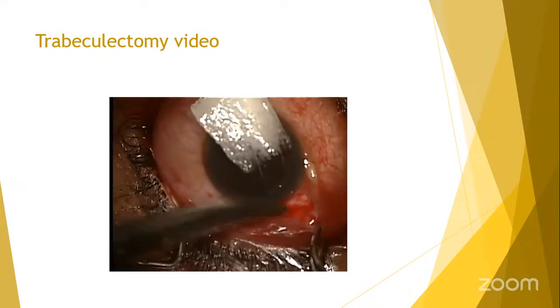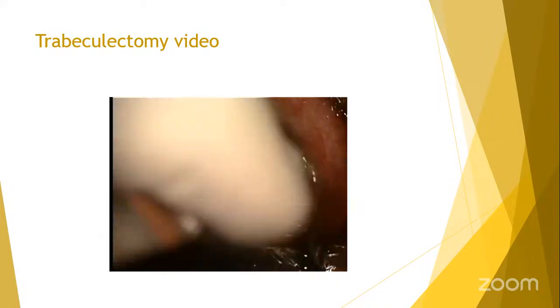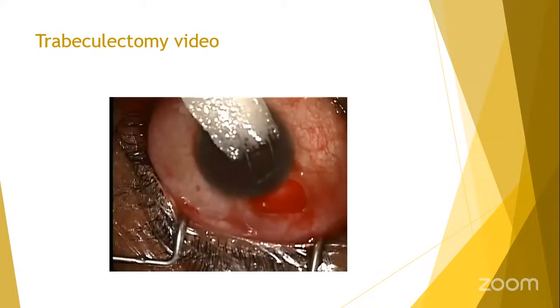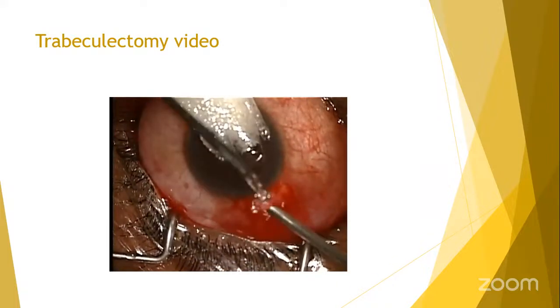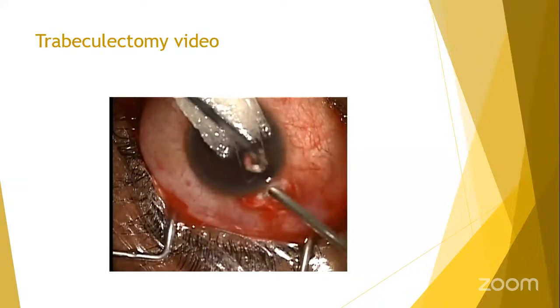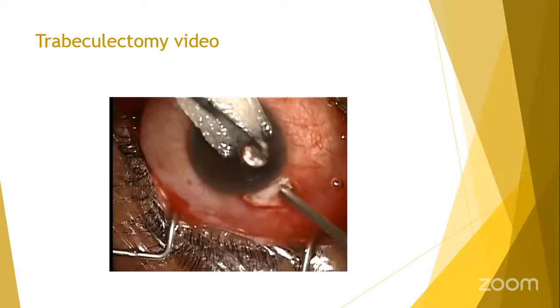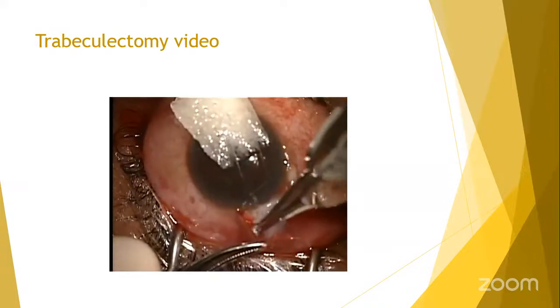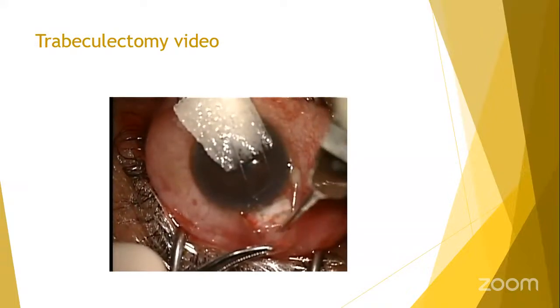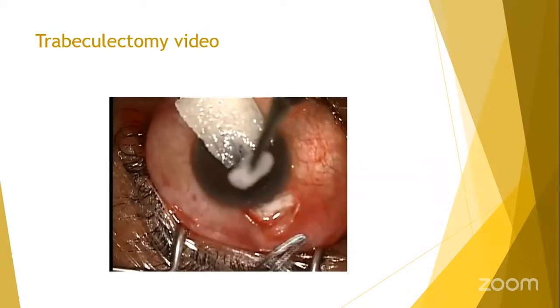Fornix-based conjunctival flap, made large enough to contain the MMC-soaked Methocel pieces. You can see that.